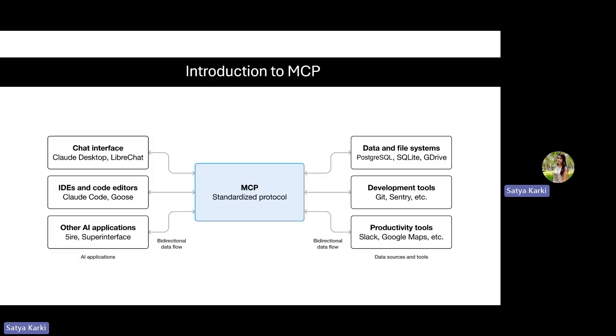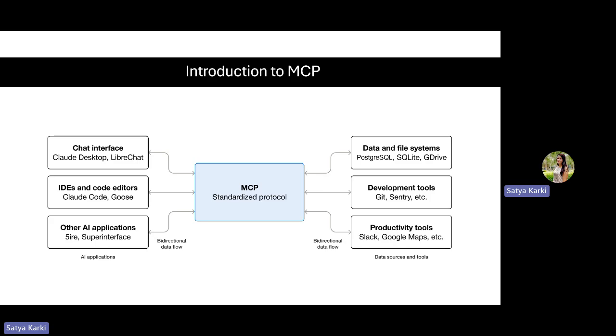So the backends can be a database and the file system. They can be any other integrations with development tools such as Git, Sentry, etc., or productivity tools like Slack, Google Apps, and so on. And our database can be PostgreSQL, SQLite, Google Drive, or MS SQL. Anything can be on the backend side. And MCP sits between the AI applications and the backends and facilitates the communication between them through the standardized protocol.